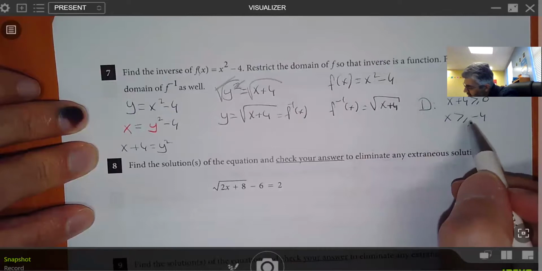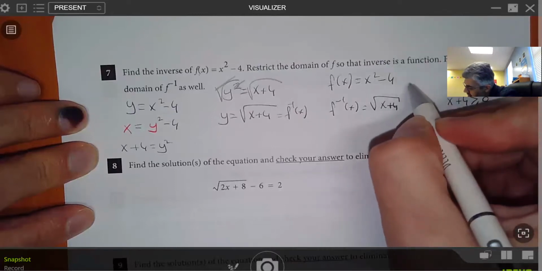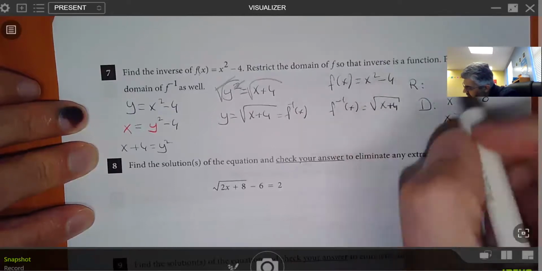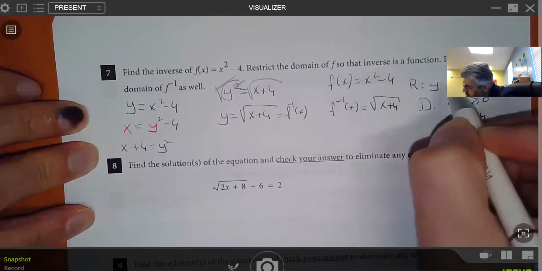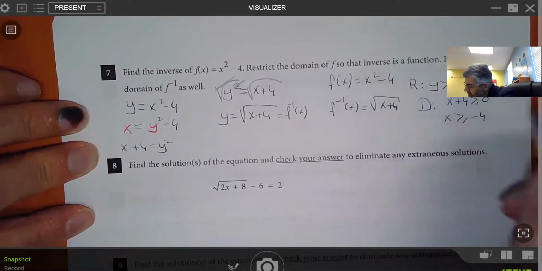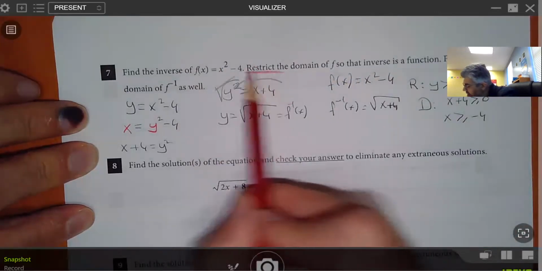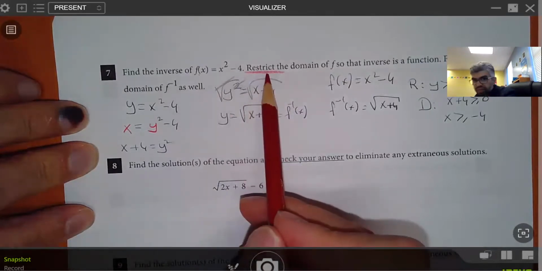Domain of the inverse function is the range of the original function. Range is y here, x greater than or equal to -4, so y greater than or equal to -4. We are paying attention to restricting the domain.